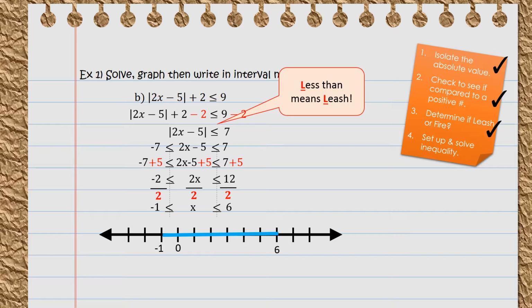From here, we must decide brackets or parentheses. The inequalities, because they have the equal to, they must be brackets. From the graph, we're now ready for interval notation. Bracket, -1, comma, 6, bracket.